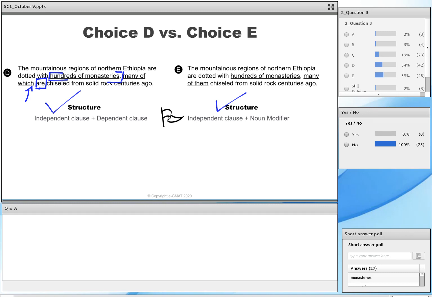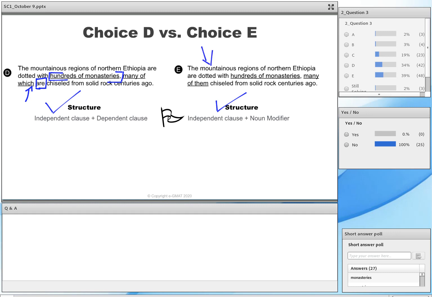If we turn "are" to "were", it will become correct. Now, I'm saying all of this for your understanding. You really don't need to get into those what-if questions. But just so you understand that there is no problem with the structure of choice D, "many of which" is still referring to the preceding noun, which is hundreds of monasteries. But the problem is with the usage of the present tense verb "are". If we turn it to "were", yes, this choice will be correct. And that's why we don't have "were" here, because choice E is the correct answer.